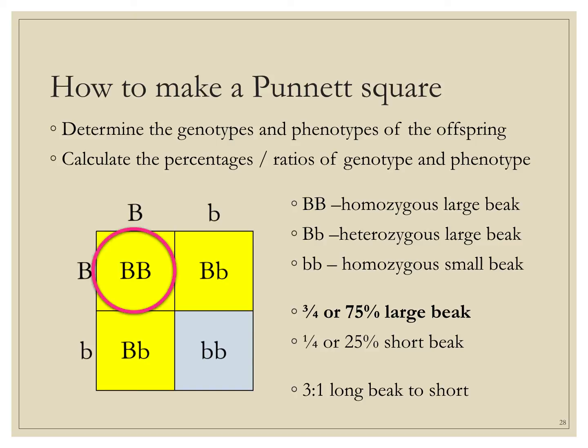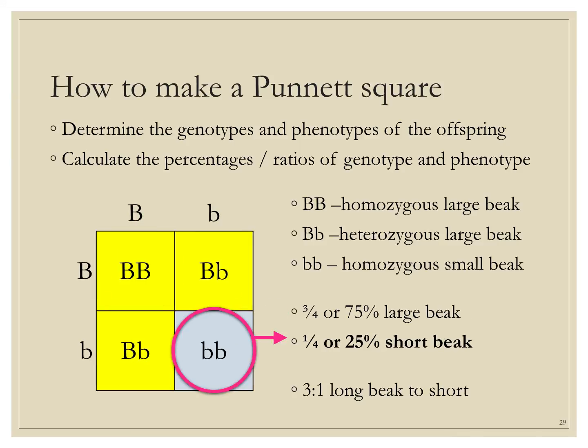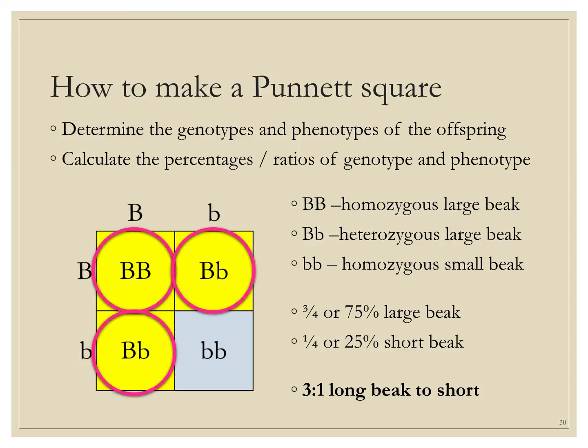So our resulting percentages, we have 3 that are large beaks. So that's either 3/4 or 75%. And then we have 1/4 or 25% that would have a short beak. And then our ratio is 3 to 1, long to short. So for your percentages, I always just think of a dollar. So if it's 2 squares, it's 50 cents. If it's 3 squares, it's 75 cents, or that equals 75%.